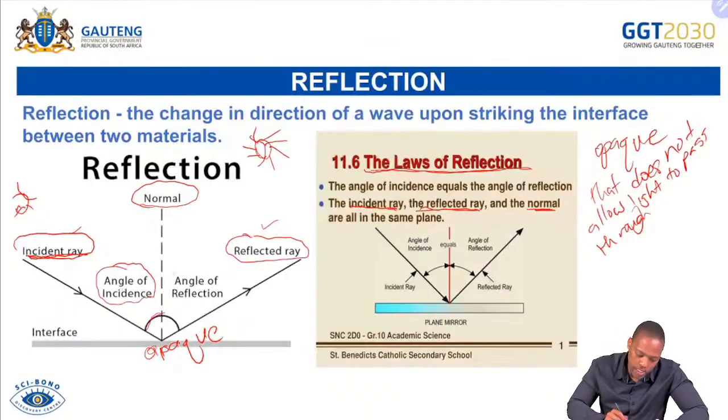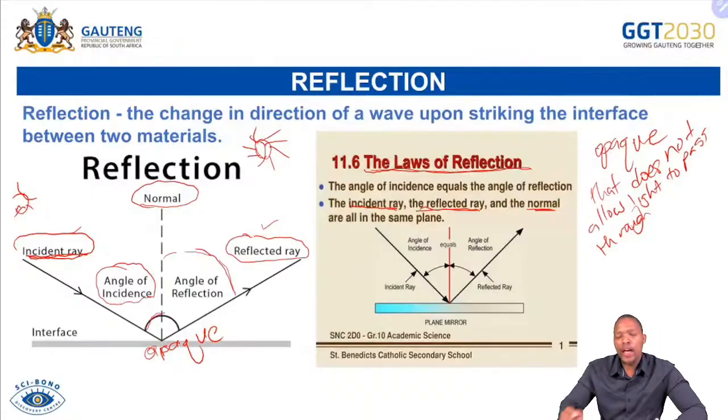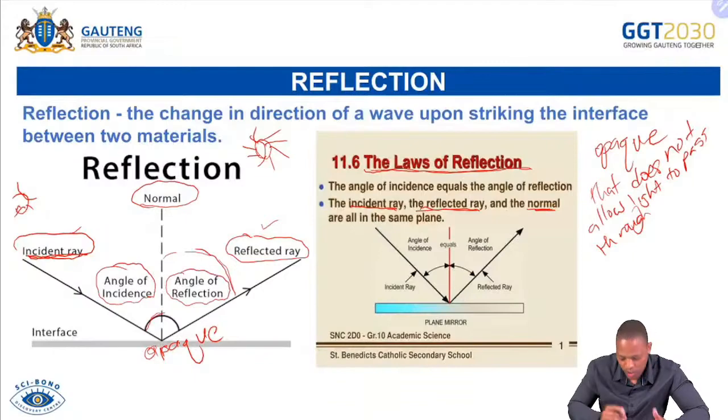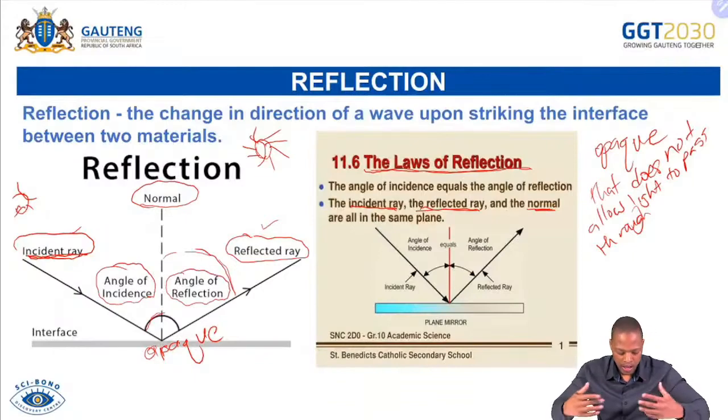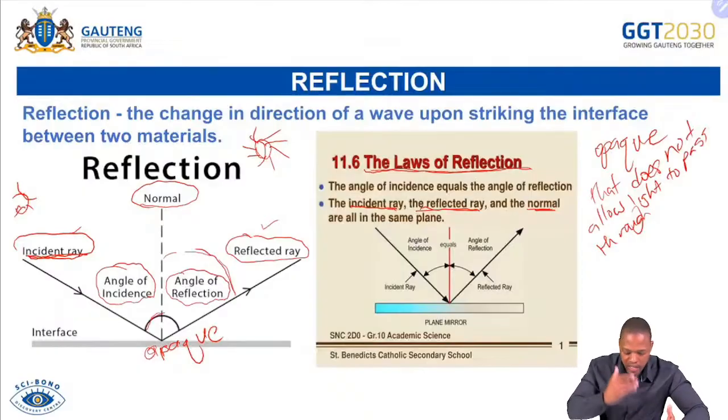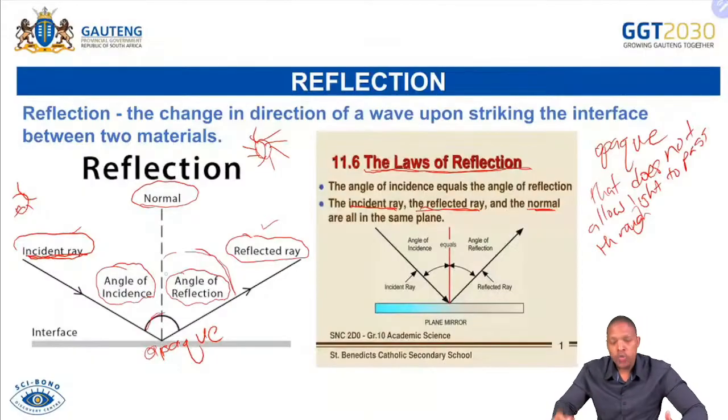While the angle that is measured from the normal to the reflected ray, that angle is called the what? The angle of reflection. These things just answer themselves. It's angle of incidence because it is measured from the normal to the incident ray. It's angle of reflection because it is measured from the normal to the reflected ray. Be careful not to make a mistake.